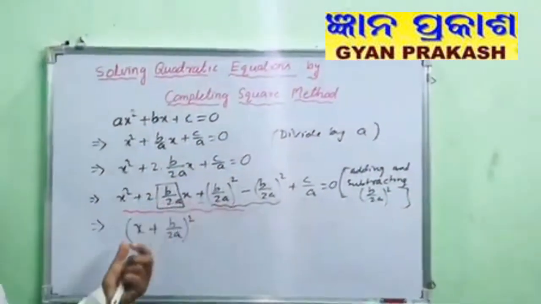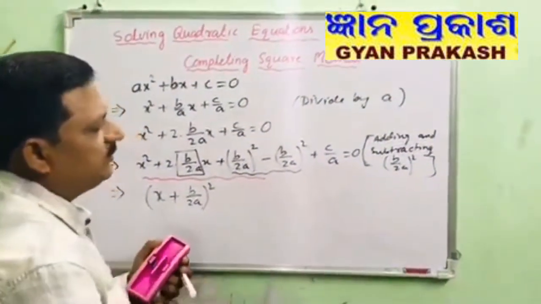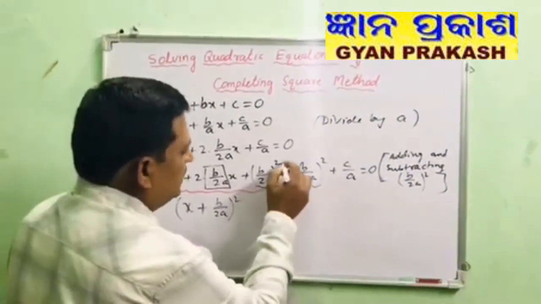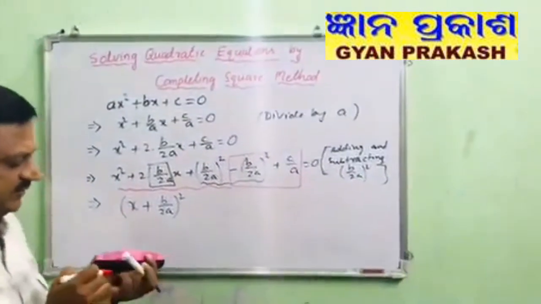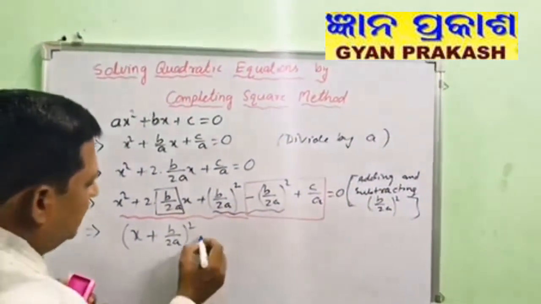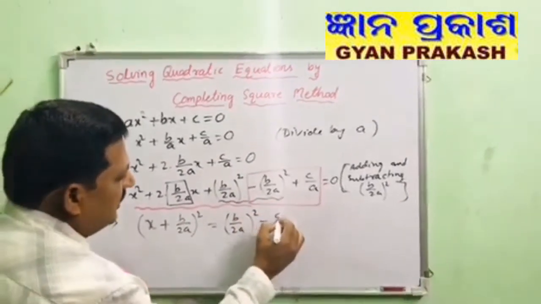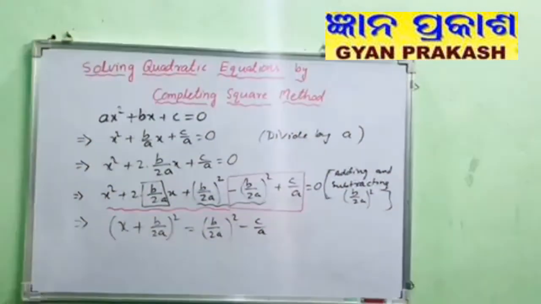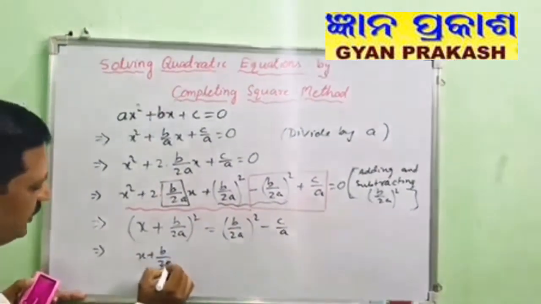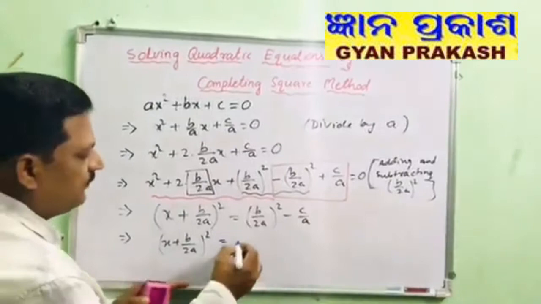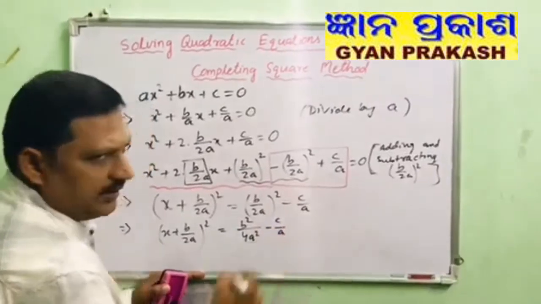So from this part we got x plus b by 2a whole square, and if I take the rest part to the right side, okay, here the rest part is this one. We shall take this part to the right side, okay? If I take this part to the right side, I have b by 2a whole square minus c by a, right? It implies that x plus b by 2a whole square gives b square by 4a square minus c by a.